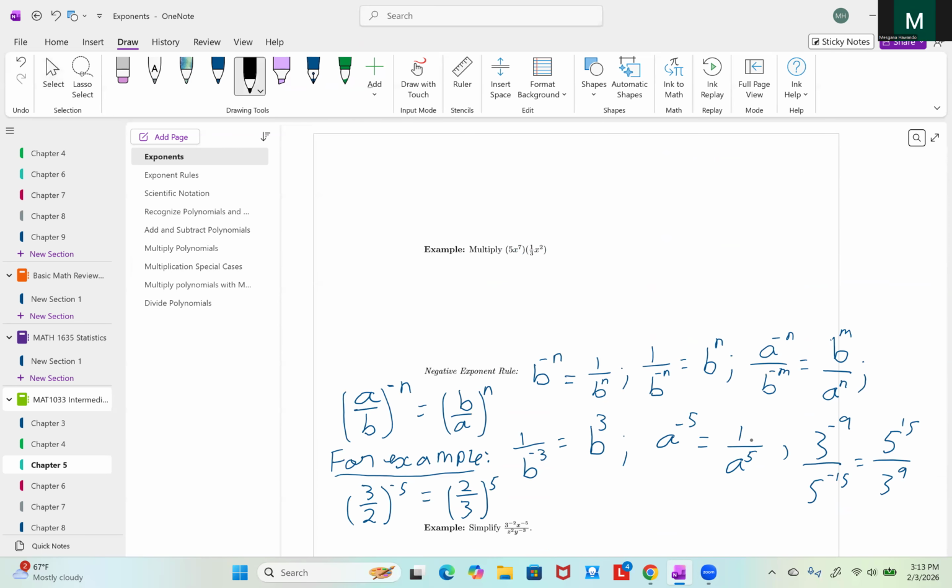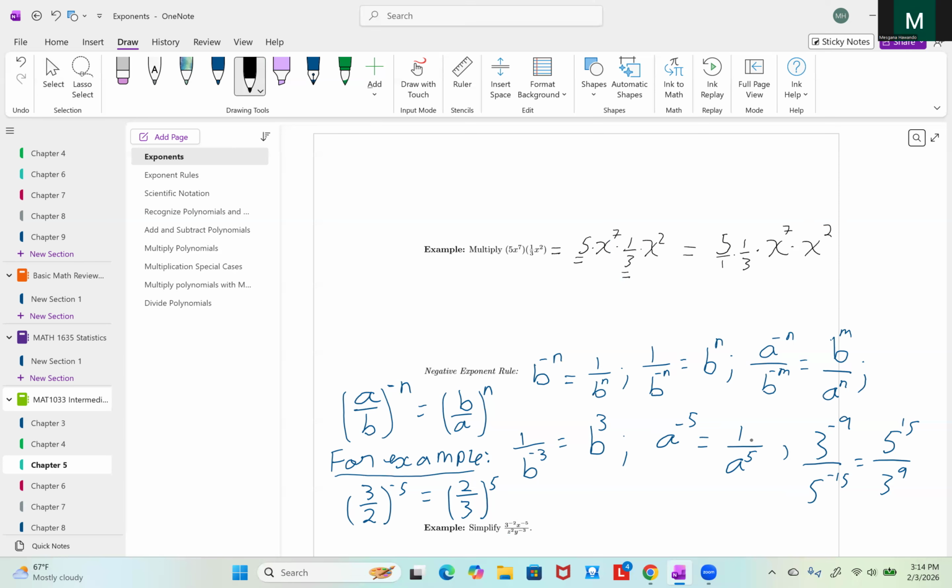Example: multiply 5x to the 7th power times 1 over 3 times x squared. This is the same as 5 times x to the 7th power times 1 over 3 times x squared. So here, we can multiply the numbers 5 and 1/3. We can write it as 5 over 1 times 1 over 3 times x to the power of 7, and then times x to the power of 2.